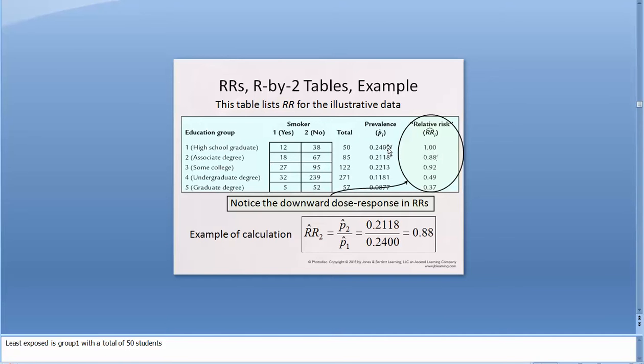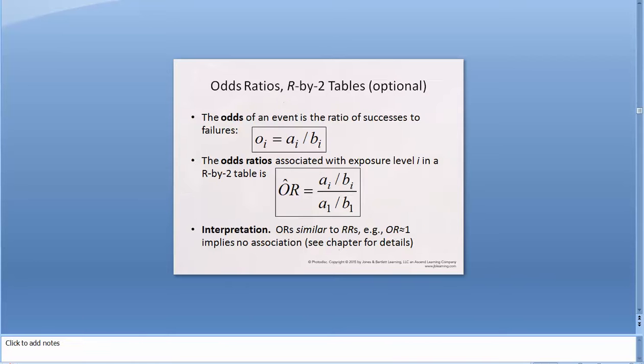And notice when you divide this by this, you will get 1. And then it has been calculated here. You can see how much lower the graduate degree relative risk is for smoking compared to even associate degree here, right? Okay, so now that was relative risk.